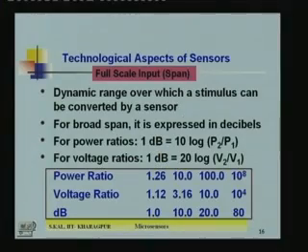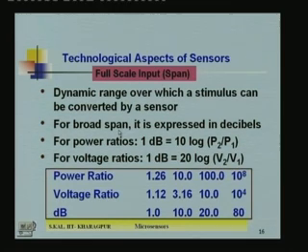One such parameter is full scale input, another is full scale output, and other parameters are offset, linearity, stability, and hysteresis. These are the different parameters one has to look into before selection of a sensor. Now, let us discuss a little on full scale input or span, which is basically the dynamic range over which a stimulus can be converted by a sensor. For broad span, it is expressed in decibels.